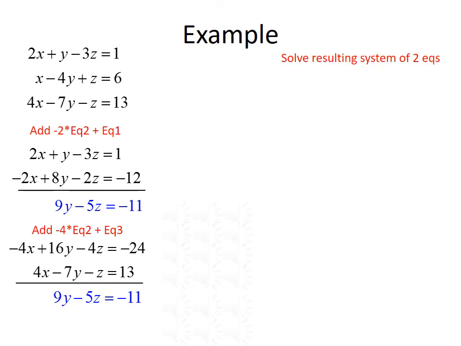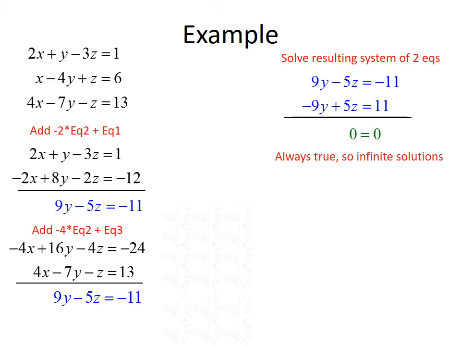And now we want to try to solve the resulting system of two equations. So we'll multiply one of them by -1, so we'll have 9y minus 5z equals -11, and -9y plus 5z equals 11. We add them together, and we see that all terms on both sides of the equation cancel out. We wind up with 0 equals 0. 0 equals 0 is always true, so this will be a dependent system with an infinite number of solutions.